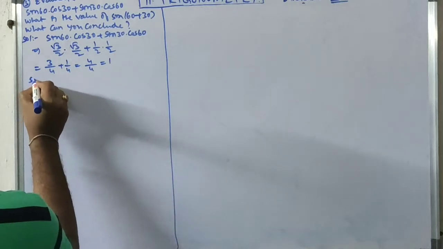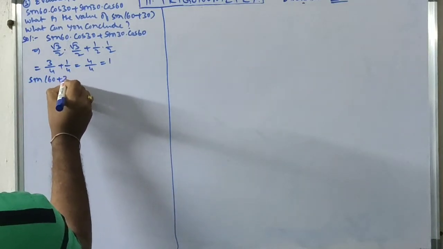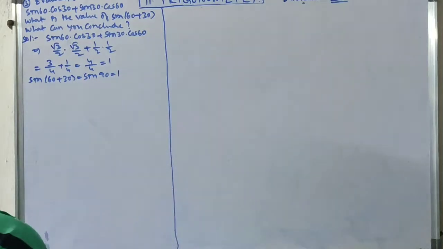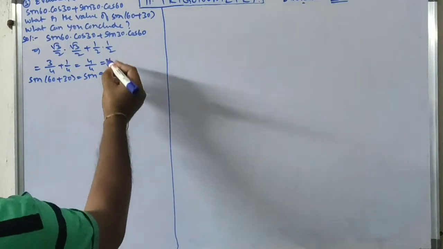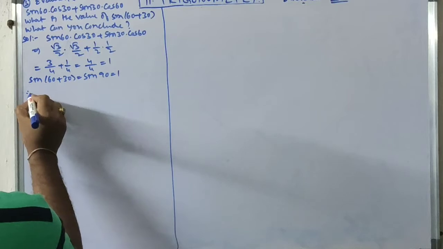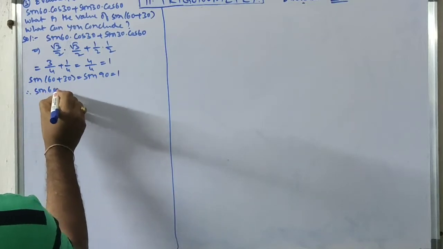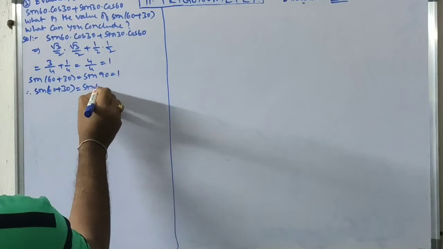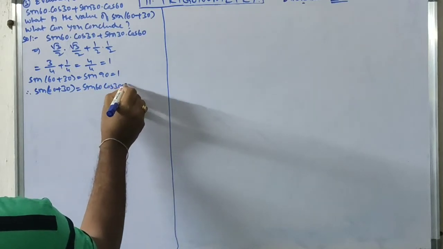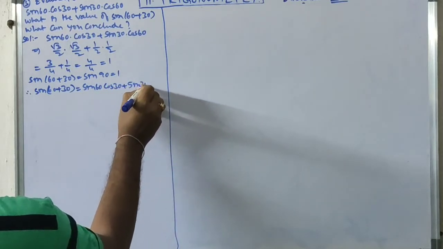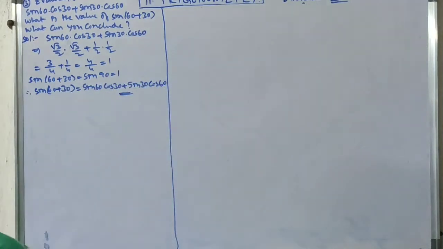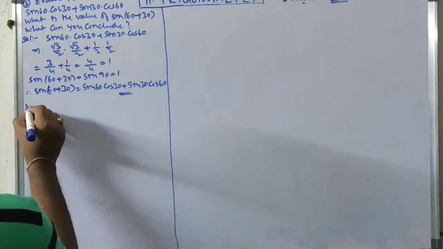Next, sin of 60 plus 30. 60 plus 30 equals 90. Sin 90 equals 1. So these two values are equal. Therefore, sin of 60 plus 30 equals sin 60 cos 30 plus sin 30 cos 60. So this is the required solution, and these two expressions are equal.